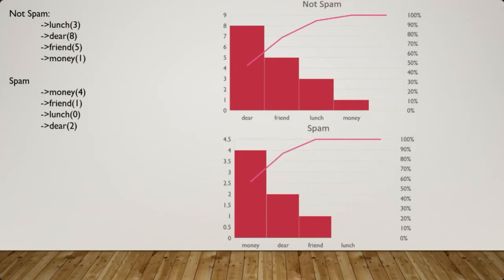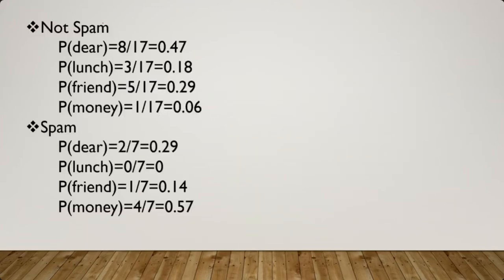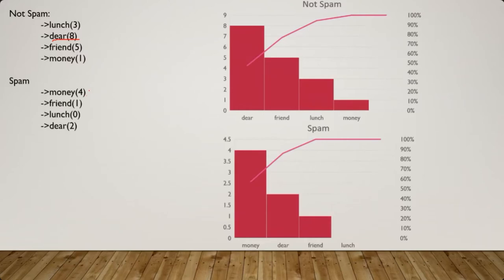In order to do that, for example, we are going to find the probability of dear here. To find the probability of dear, we divide dear's own value by the total count. Dear's value is 8, and the total count will be 3 plus 8 plus 5 plus 1, which equals 17. When you divide 8 by 17, we get 0.47. We do the same for the rest and obtain the probabilities of lunch, friend, and money. So 3 by 17 is 0.18, 5 by 17 is 0.29, and 1 by 17 is 0.06.